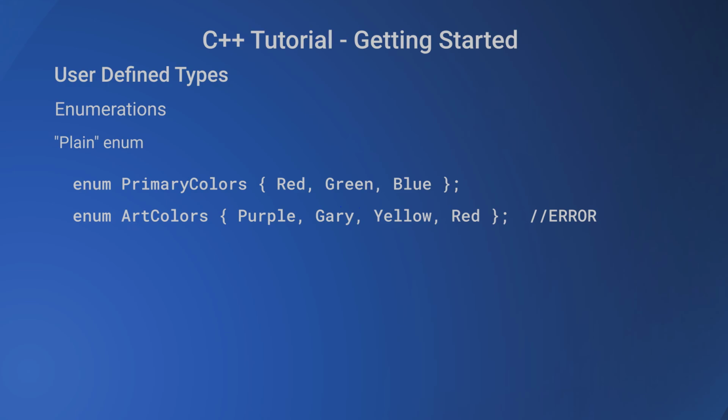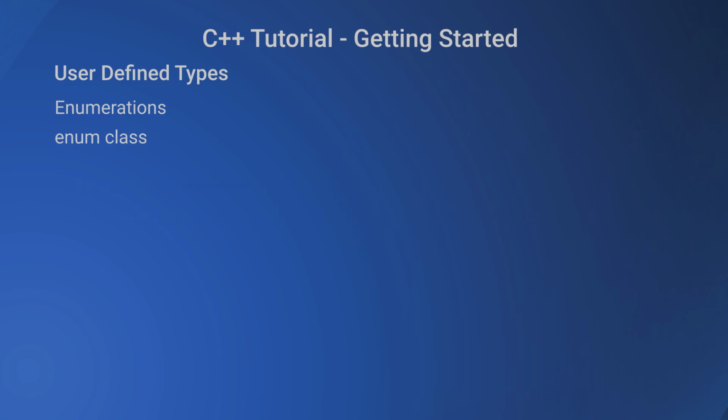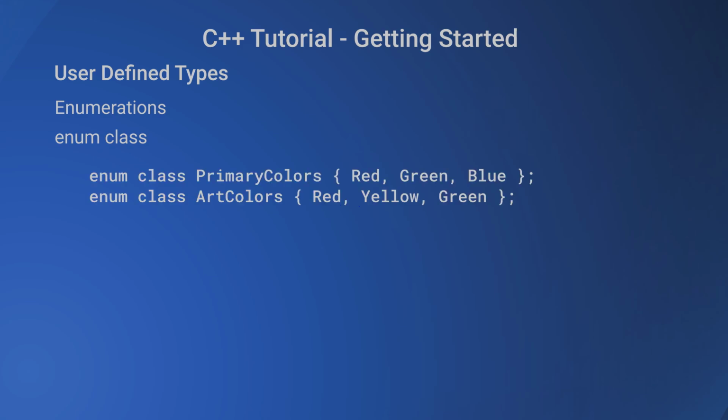Let's look at it. An enum class provides a set of values, but the values are available only in the scope of the class. For example, we can have enum class primary colors red, green, blue, and enum class art colors red, yellow, green. The red of primary colors is different from the red of art colors. So we cannot say primary colors p color equal to red. This is an error because red is not available in the global scope.